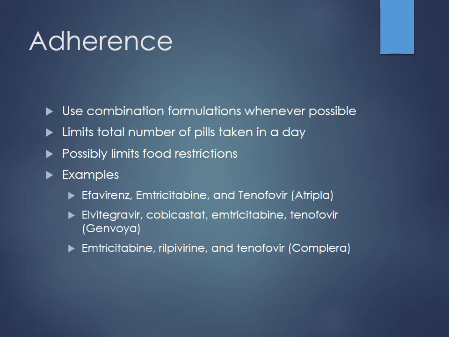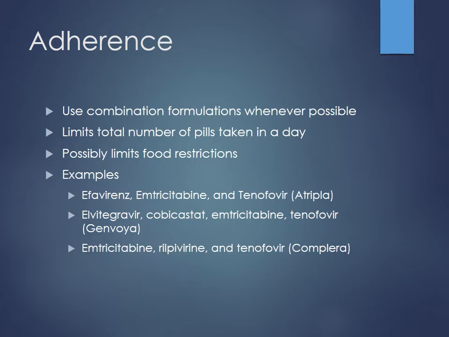So I mentioned Atripla is one of the very common ones. That's an NNRTI plus 2 NRTIs. Genvoya is one of the new ones, Complera. So there are different options you have in order to get the whole regimen in just one pill. Oftentimes it can just be one time a day too, which is very nice.